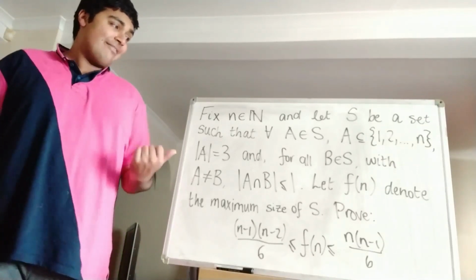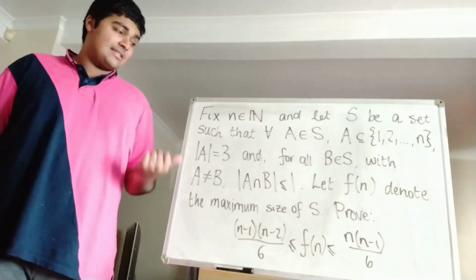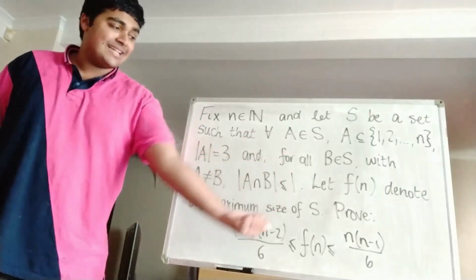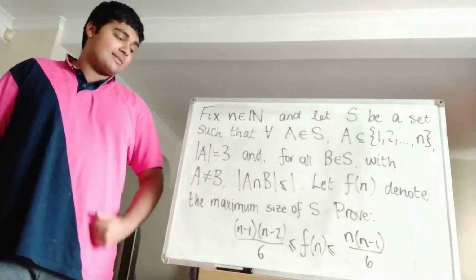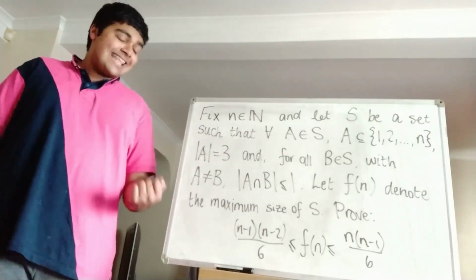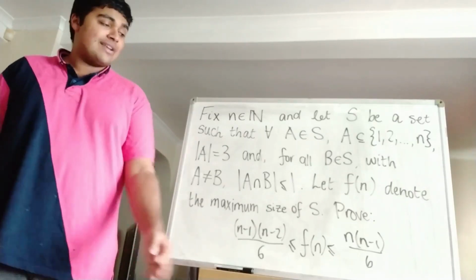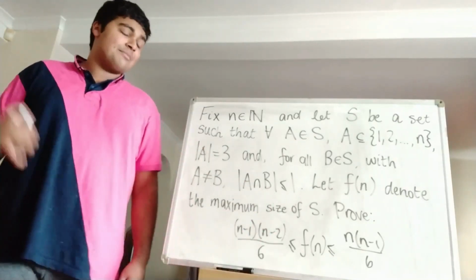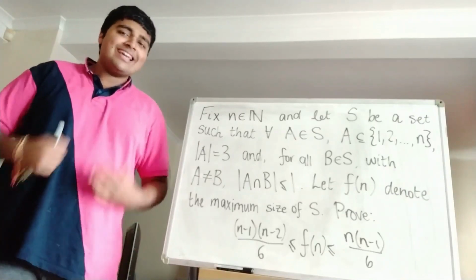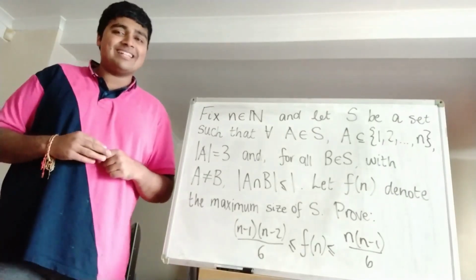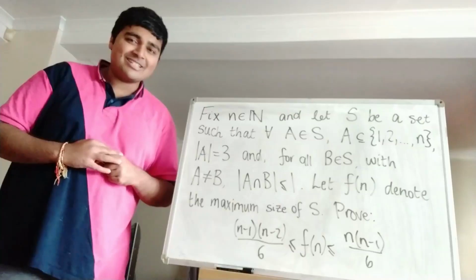We want to let f of n denote the maximum size of S, and we want to prove this inequality holds: n minus 1 times n minus 2 divided by 6 is less than or equal to f of n, and f of n is also less than or equal to n times n minus 1 over 6. If you want to have a go at this problem, pause the video now and give it a go for yourself, and I'm going to jump straight into a solution.